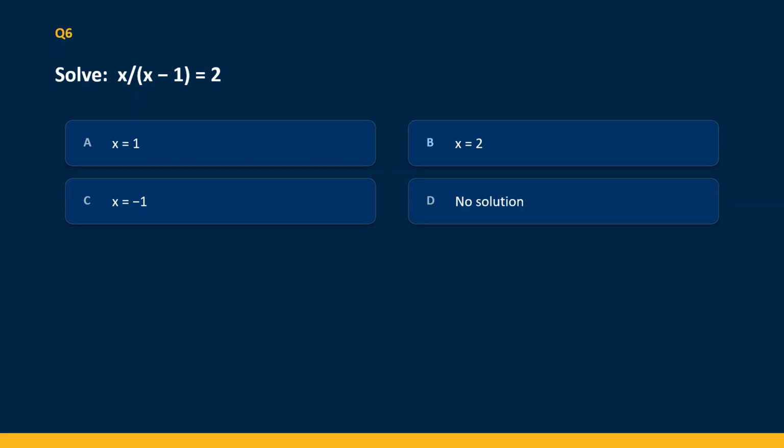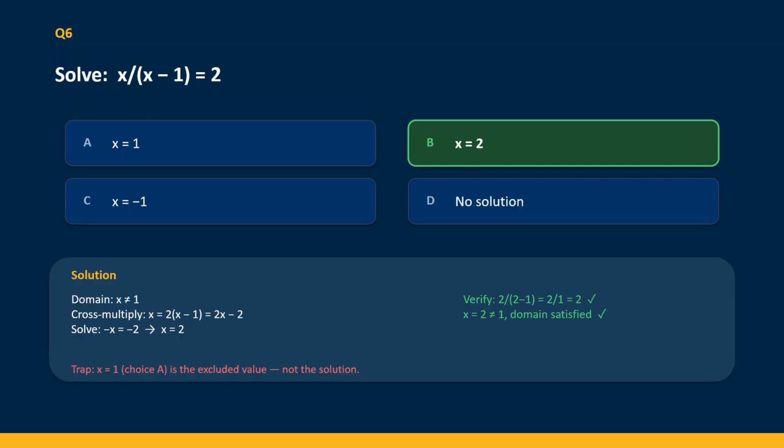Question 6. Solve. x divided by the quantity (x - 1) equals 2. The answer choices are A. x equals negative 1, B. x equals 2, C. x equals 1, D. x equals 0. Allow a brief pause for independent problem solving before revealing the answer. The correct answer is B.